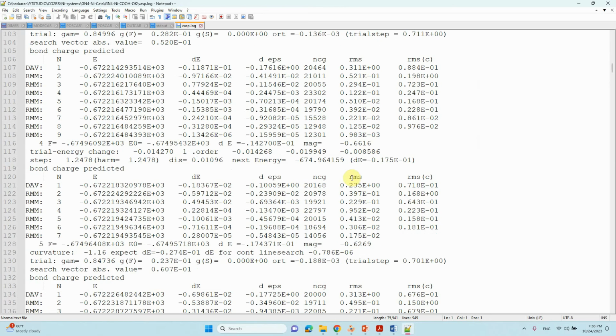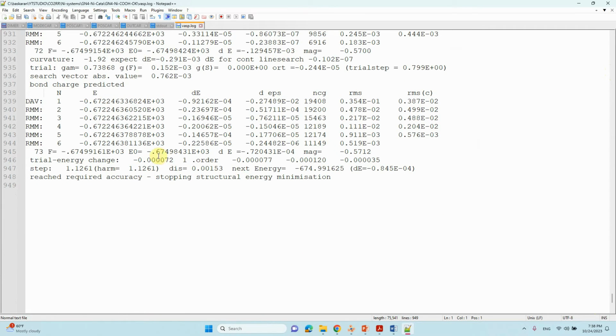So this is the VASP log file. If you go down, you will get here E0. This is the energy of this system. Actually, this system is the nickel COH intermediate.